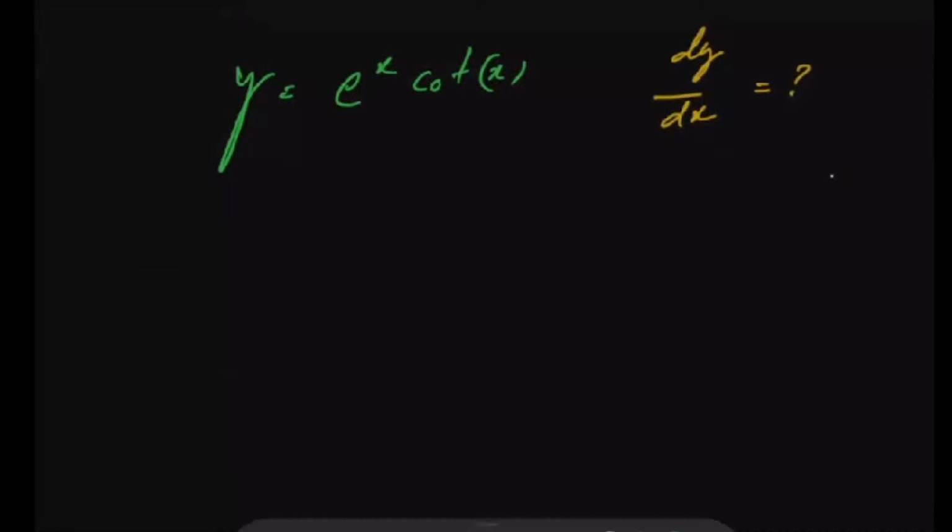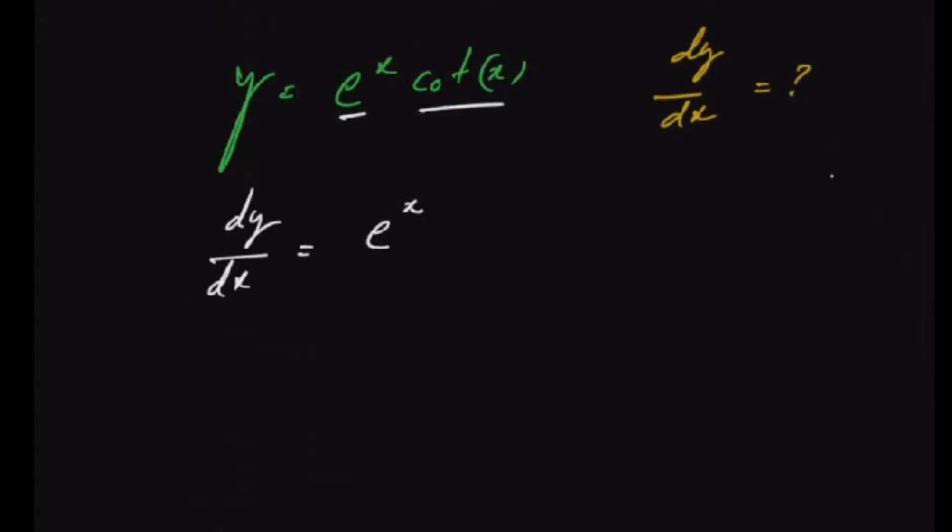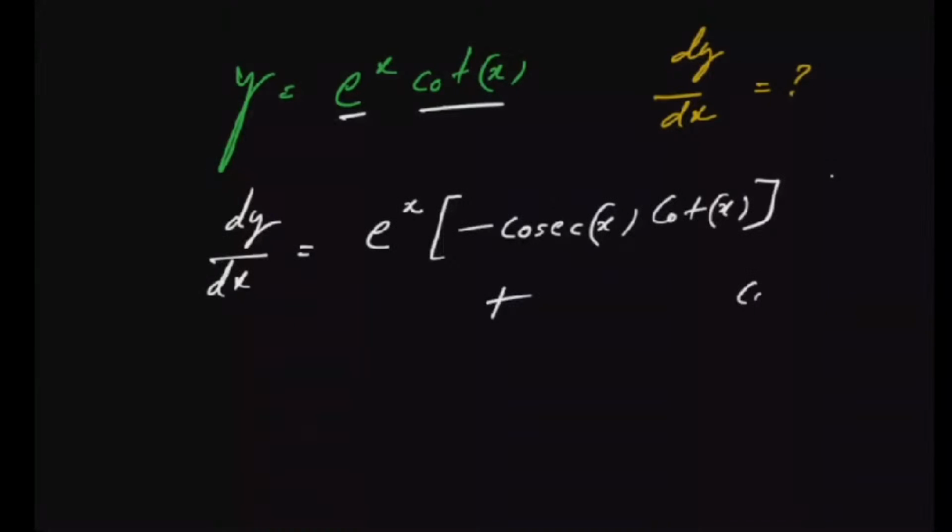Again, here is a situation where we need to use the product rule. Y is a product of two functions whose derivatives we already know. So what is dy by dx? You keep e power x as it is, multiply it with the derivative of cot x, which I just told you is minus cosecant x times cot x. Plus, you keep cot x as it is and multiply it with the derivative of e power x, which is again e power x, because derivative of e power x is e power x.